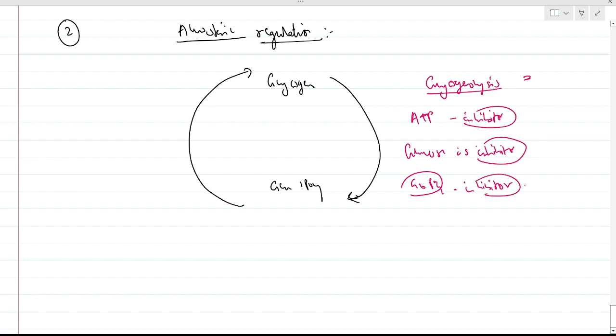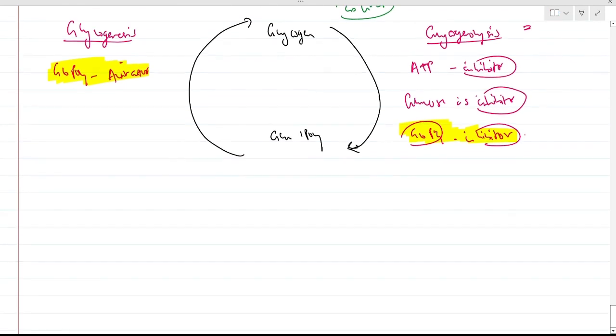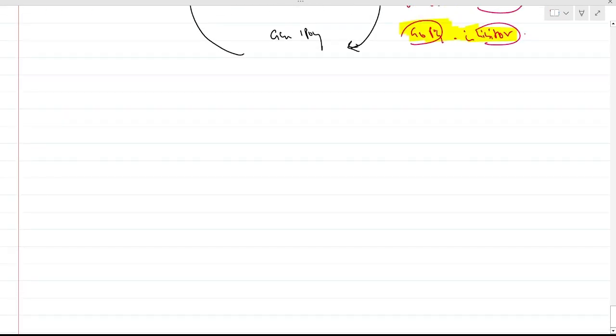This is glycogenolysis. And here we have glycogenesis, from glucose to glycogen, and here G6 phosphate is an activator. In glycogenolysis G6 phosphate is an inhibitor, in glycogenesis G6 phosphate is an activator. This is the difference. Remember, this takes place in liver. Now we'll see what happens in skeletal muscle.